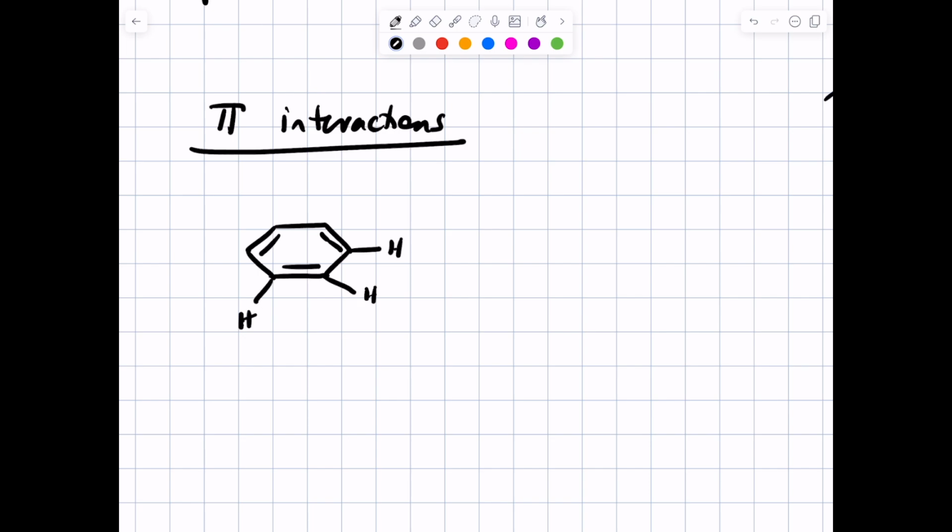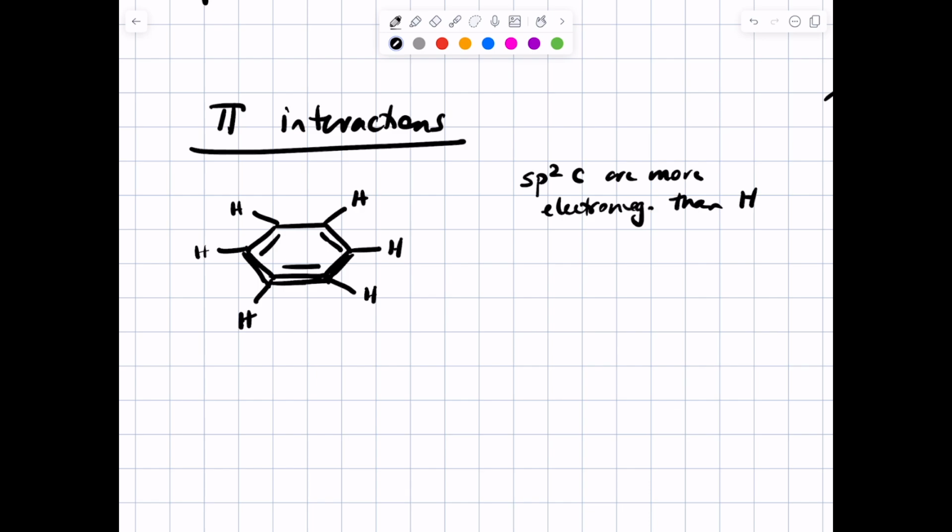I'm just going to draw benzene, even though in phenylalanine, one of these hydrogens is going to be replaced with a carbon that's attached to something else. We're kind of looking at the benzene ring on its side, okay? One of the things you need to know is that sp2 carbons are more electronegative than sp3 carbons or than hydrogens. So that means that in benzene, the carbon-hydrogen bonds each have sort of mini dipoles with the partial negative end towards the carbon and the partial positive end towards the hydrogen.